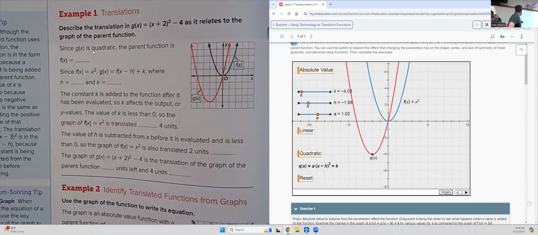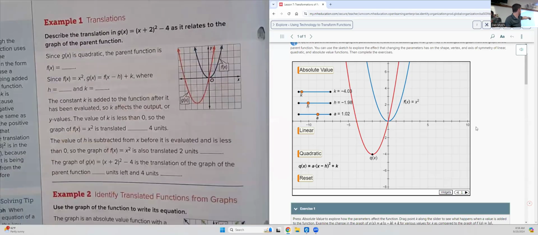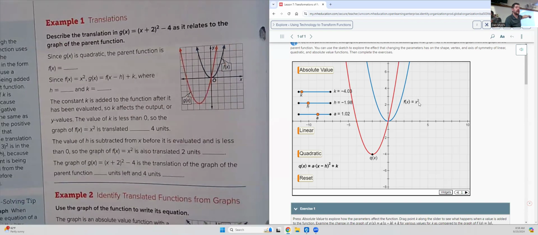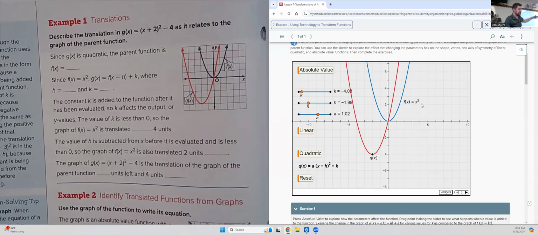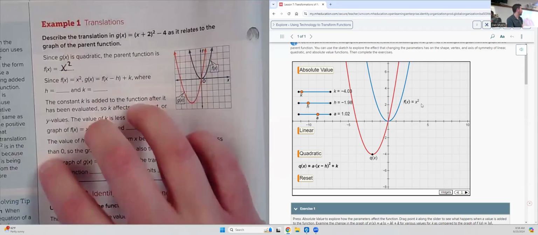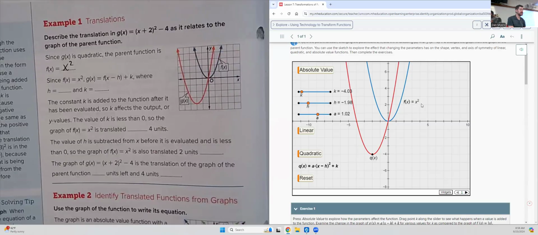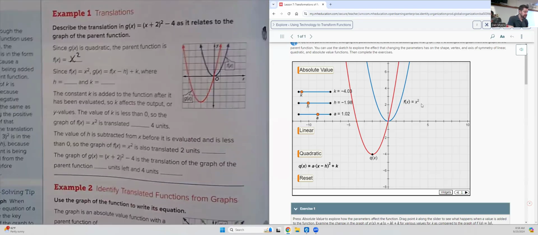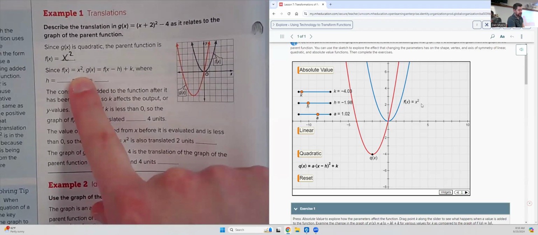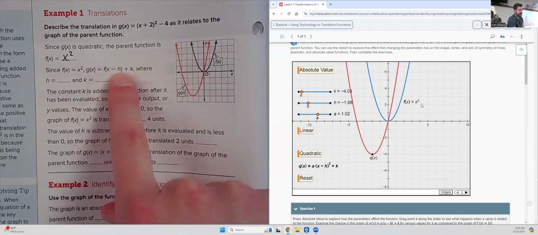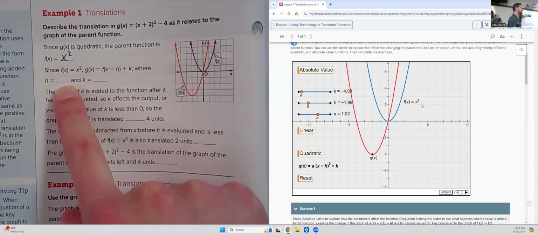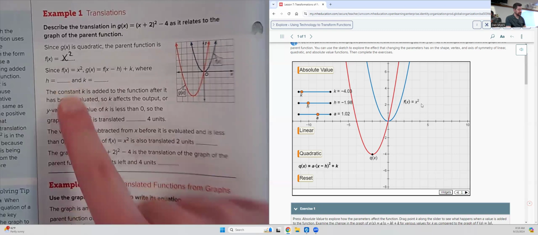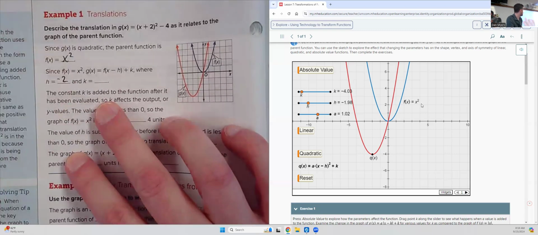So since g of x is quadratic, the parent function is f of x is equal to, what's the parent function of a quadratic? Right here. X squared. All right. Parent function of a quadratic is always f of x equals x squared. If it's quadratic, it's x squared. If it's absolute value, it's absolute value of x. If it's linear, it's just x. Since f of x is equal to x squared, g of x is equal to f of x minus h plus k, where h is equal to, what's our h value? Look over on the slider. But give me the whole number. -2, okay? H is -2, and what's k?